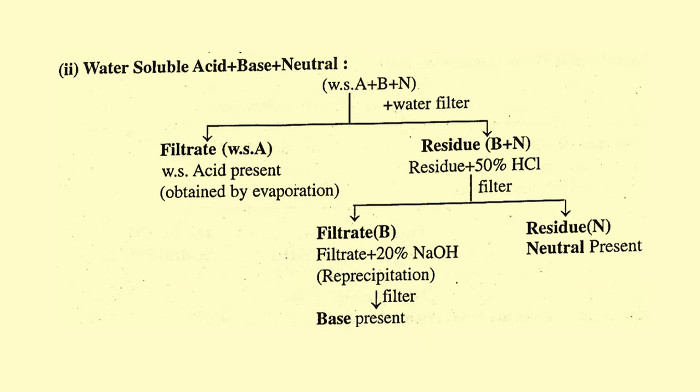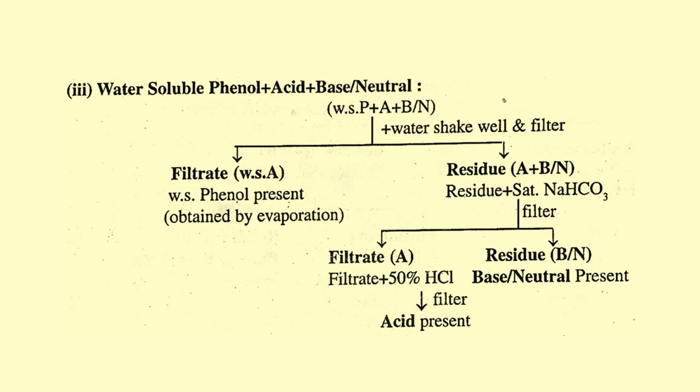Next, water soluble acid plus base and plus neutral. Okay, the water soluble acid. First of all we add water, shake well and filter. The filtrate is the water extract. With nothing added, this is evaporation. It is obtained by evaporation in an evaporating dish, and the remaining residue contains the acid.